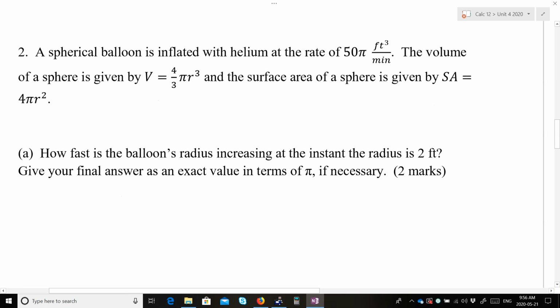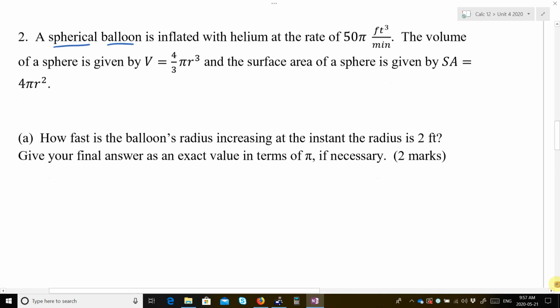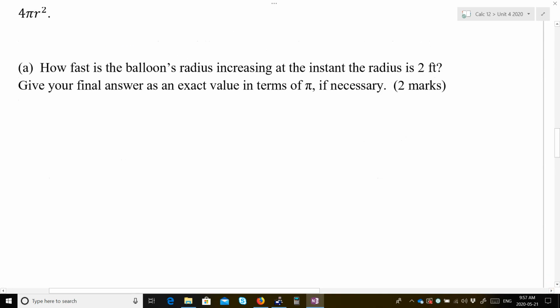Okay, let's try number 2 here. A spherical balloon. Ooh, sphere. Spherical balloon is inflated with helium at the rate of 50 pi cubic feet per minute. The volume of a sphere is given by V equals 4/3 pi r cubed, and the surface area of a sphere is given by surface area equals 4 pi r squared. How fast is the balloon's radius increasing at the instant the radius is 2 feet? Give your final answer as an exact value in terms of pi if necessary.